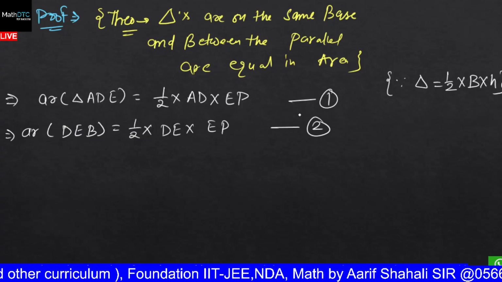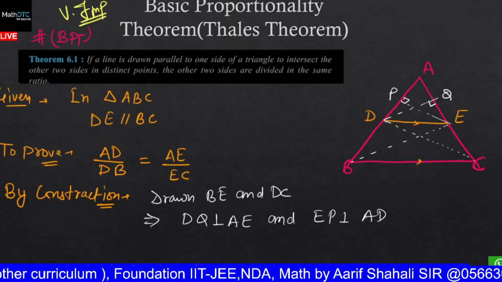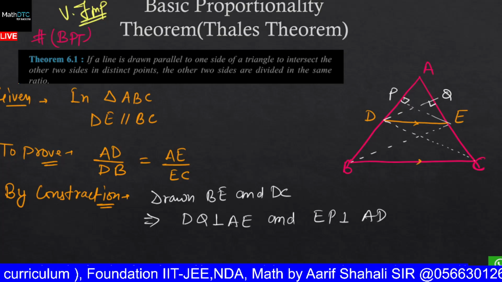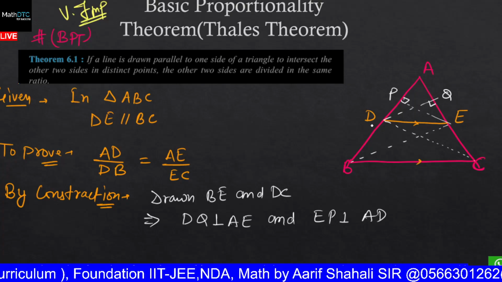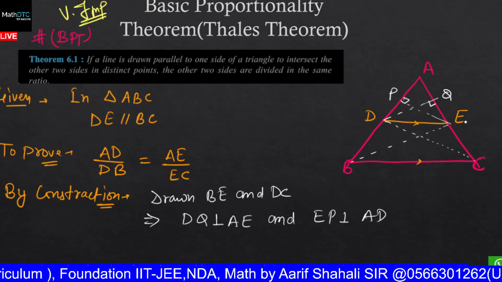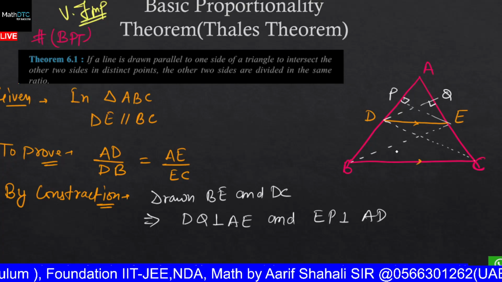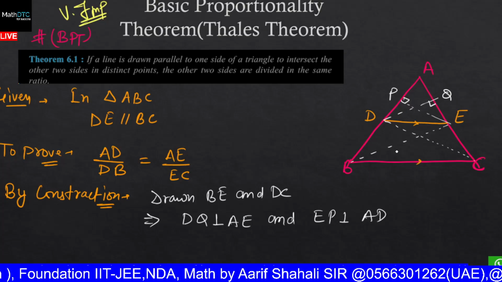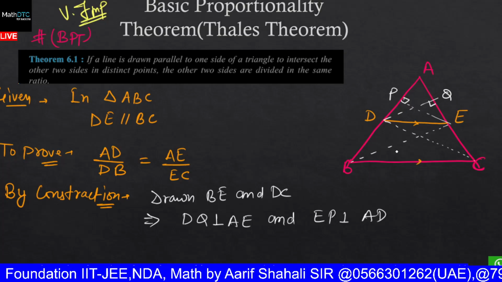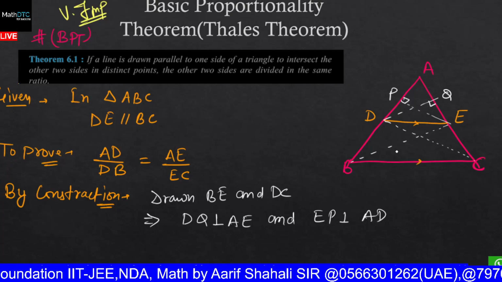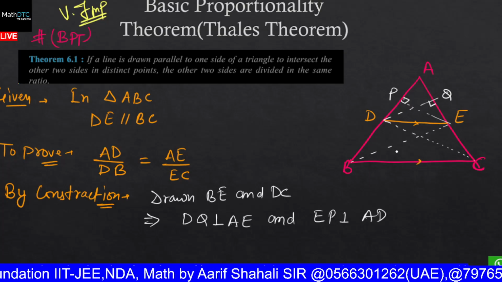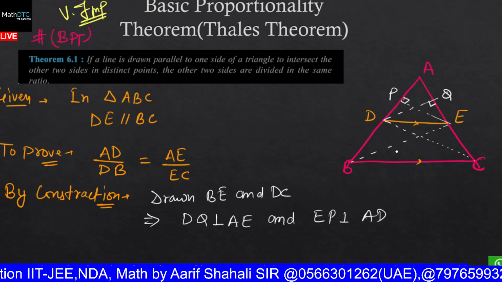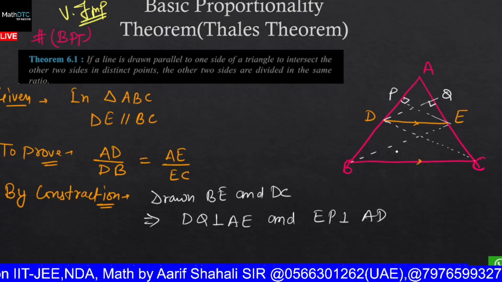Wait, how is it EP? It's AP, right? How AP? We are discussing the triangle DEB. Check DEB. Mark my words, DEB. B or P? What I am saying is DEB. Do you understand the triangle DEB first? Now the base is DE, right? And what is the height?